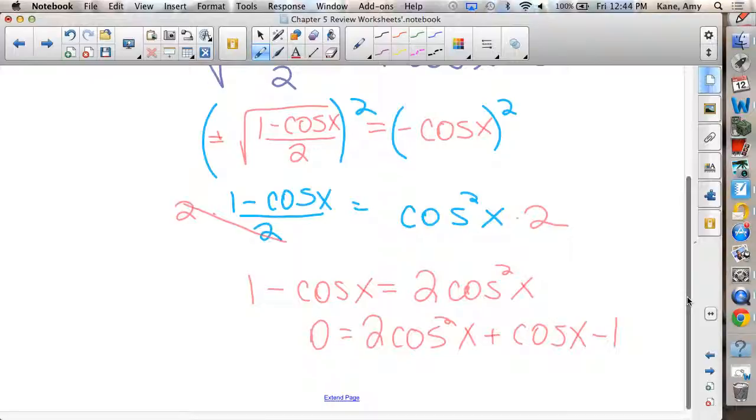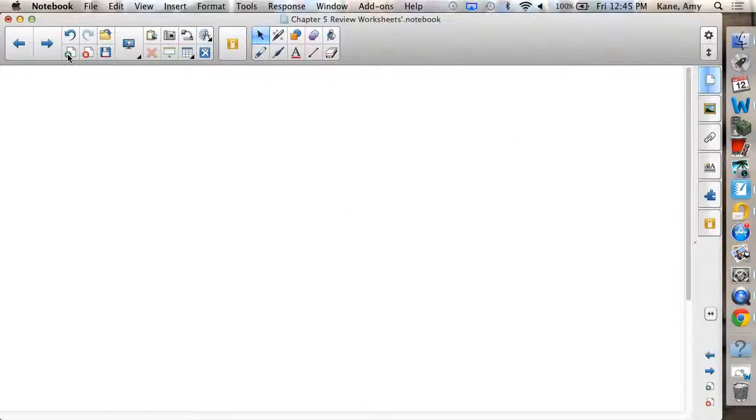Questions with this problem? 69 was the last one of the homework. 57. So, we got through half of it. Which part of 57? The cosine? Okay.